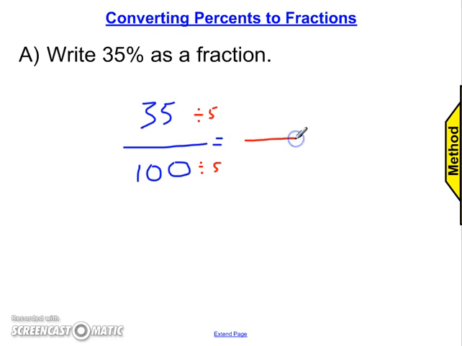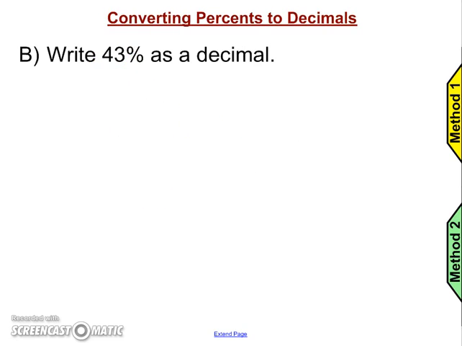And so if I divide both the top, the numerator and denominator by 5, that will leave me 7 out of 20. Okay, 7/20ths. But very simply, to write a decimal or a percentage as a fraction, we place this number here over 100. Okay.